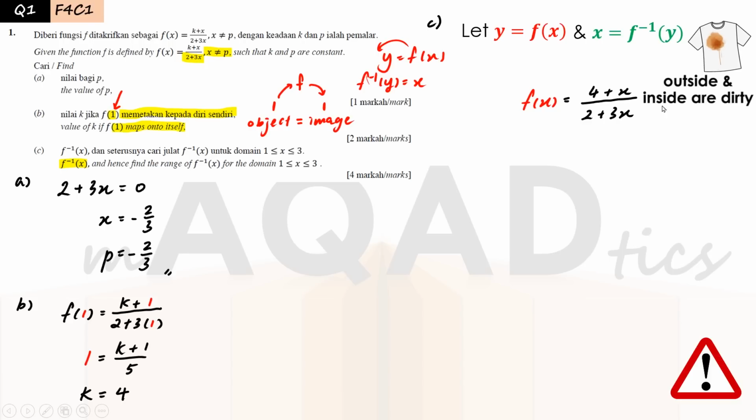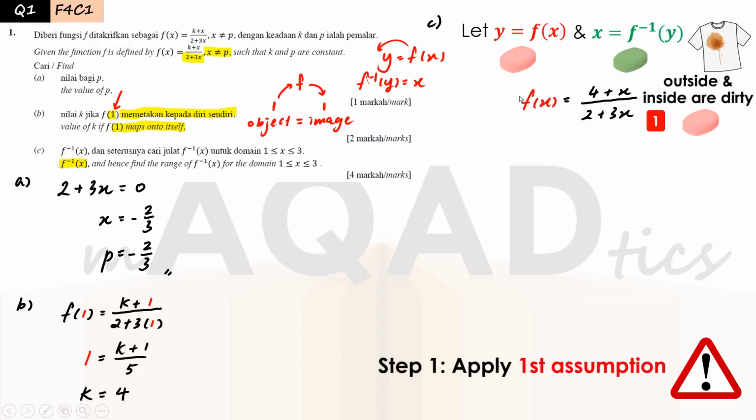So this dirty shirt would be our function here. And for these two assumptions, I'm going to memorize them as the soaps. So now our goal here is to clean this shirt on the outside and the inside. So there are two sides we need to clean. The first step to clean this shirt is to apply the first soap to clean the outside of the shirt. So the first step is to apply the soap. Back to our function here, what we are going to do is to apply the first assumption inside here. So f of x becomes y.